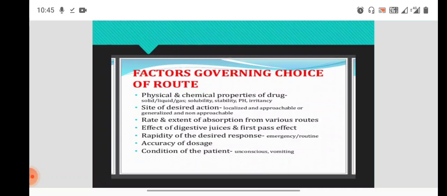For an unconscious patient, we can't use the oral route, so we only proceed to the IV route. So these are the five major factors why we are selecting the particular route of drug administration for the patient.